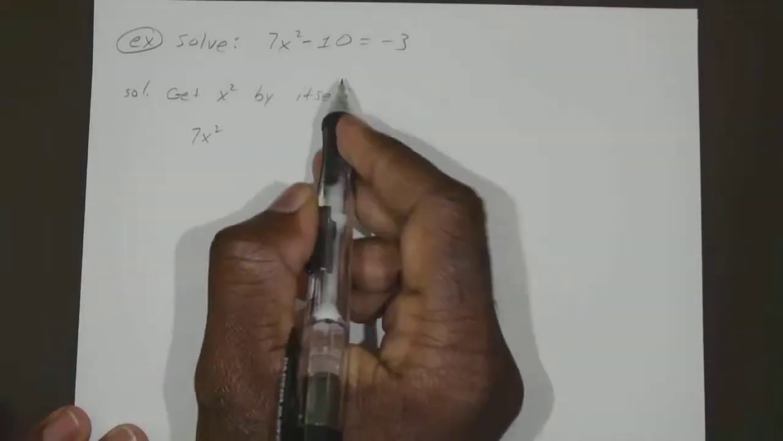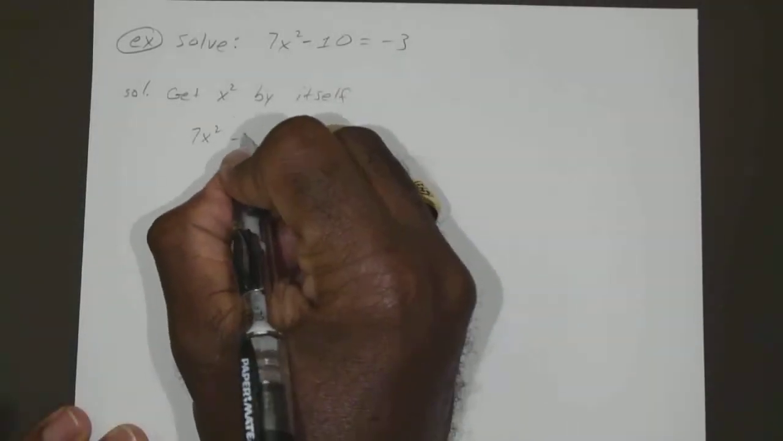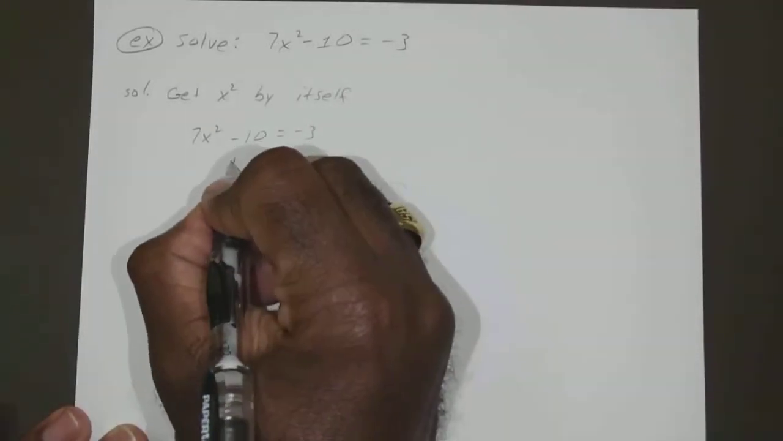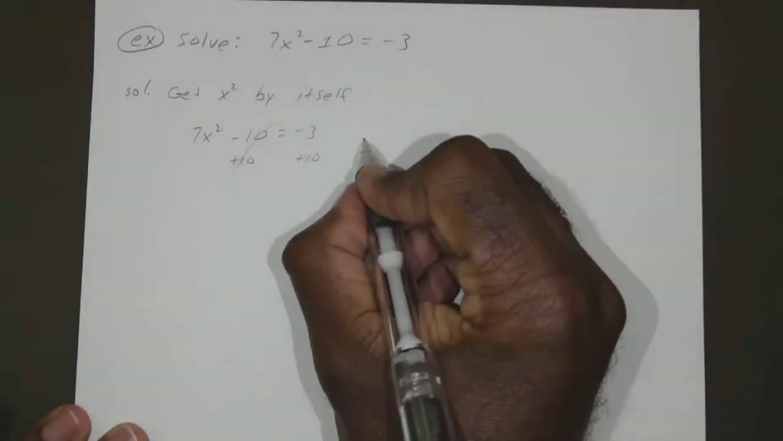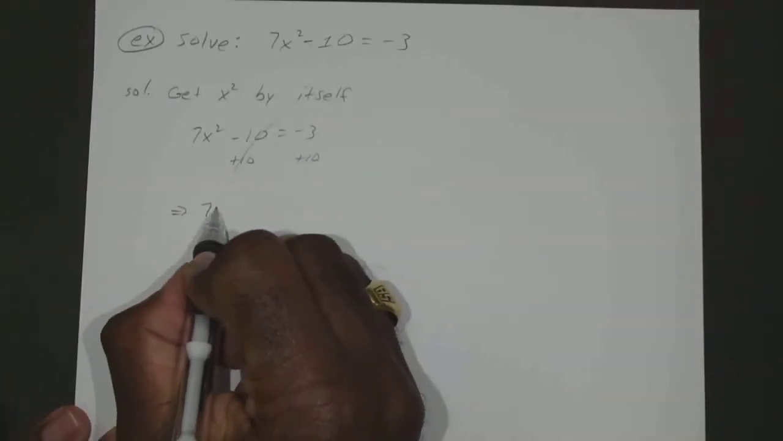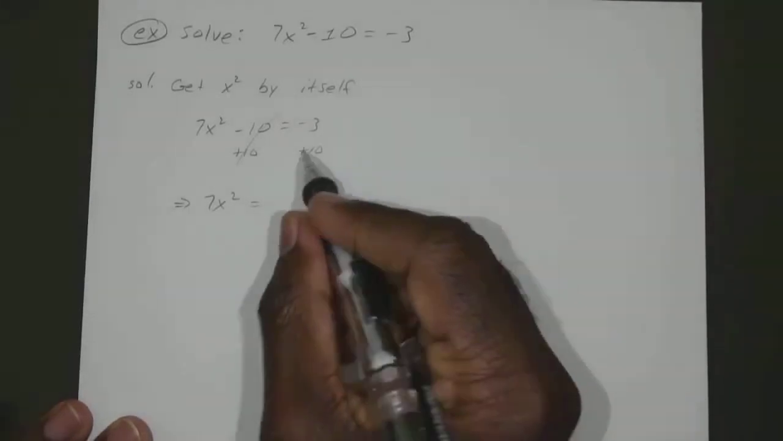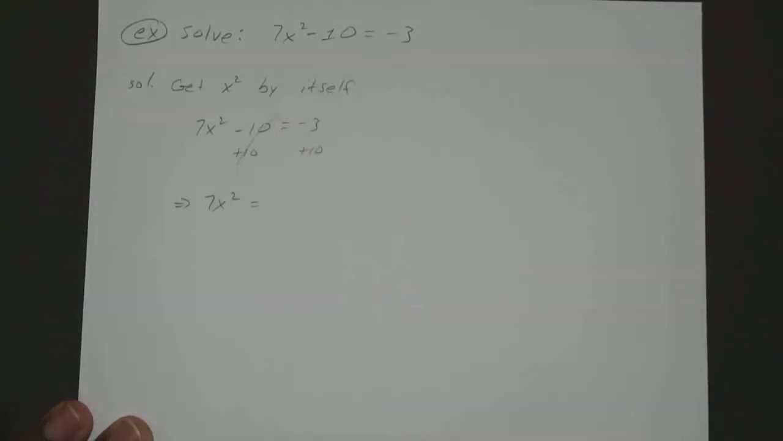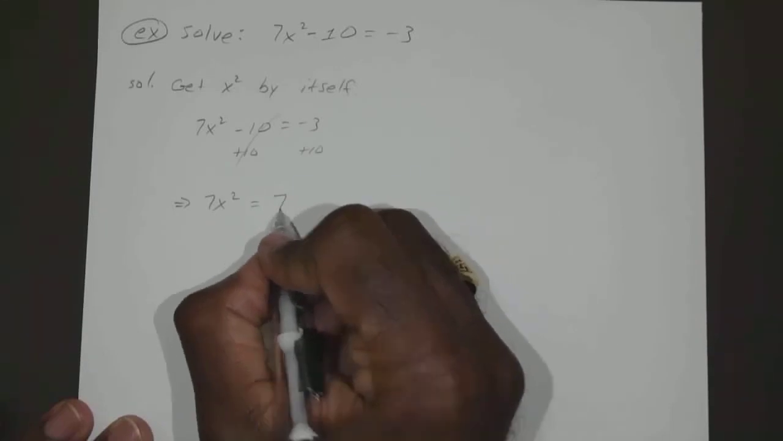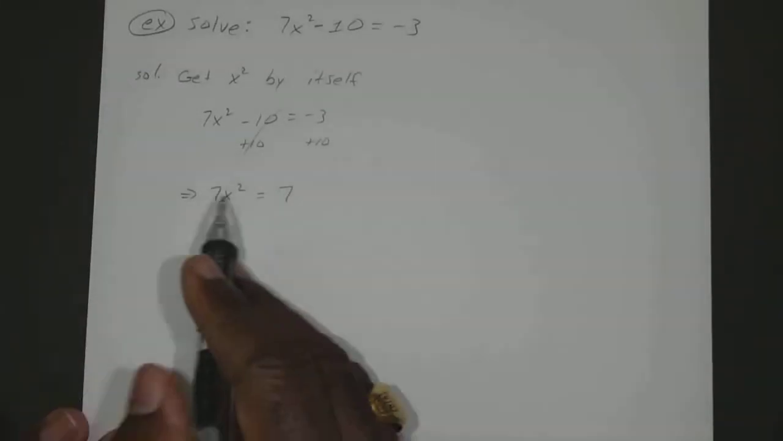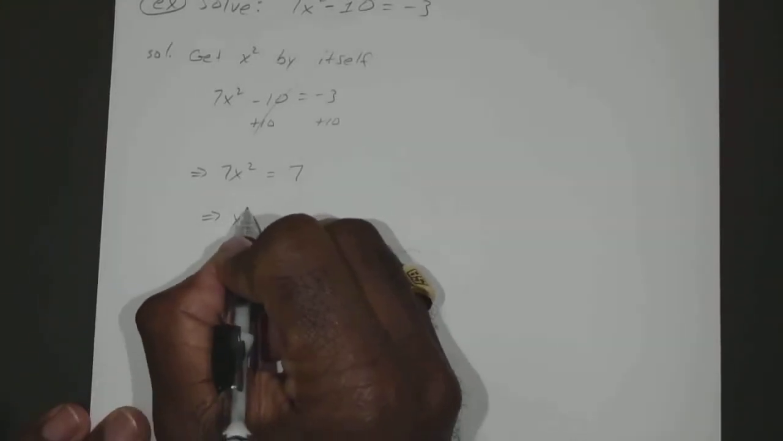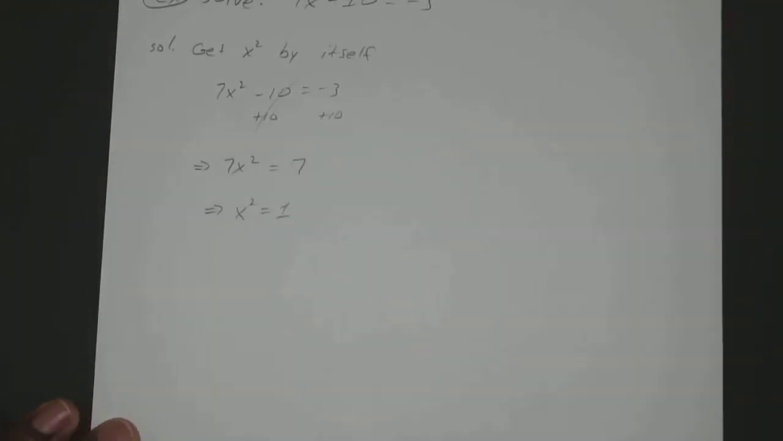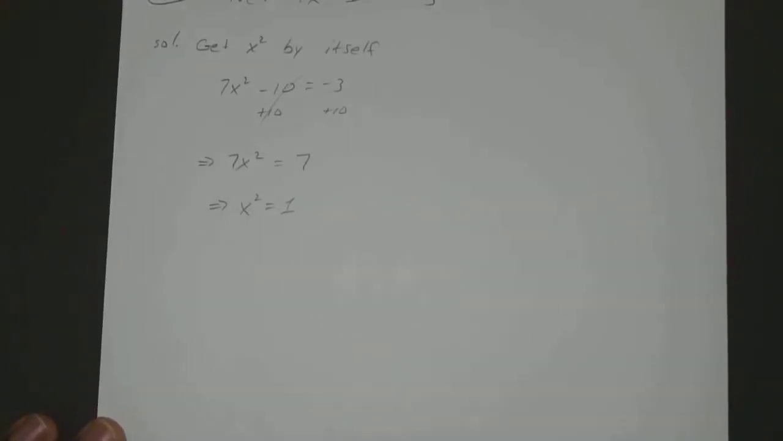So if you have 7x squared, if we add 10 to both sides, those two become 0, so they disappear. It would be 7x squared equals 3, well, minus 3, well, plus 10 would be plus 7. And if we divide both sides by 7, we get x squared equals 1. Oh, plus or minus. Well, we didn't square root yet, so we don't use plus or minus.